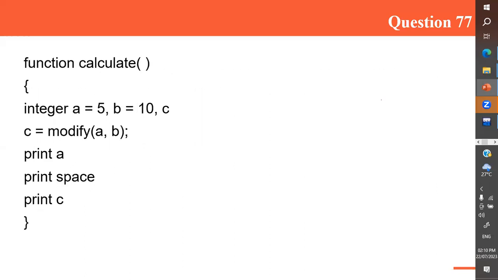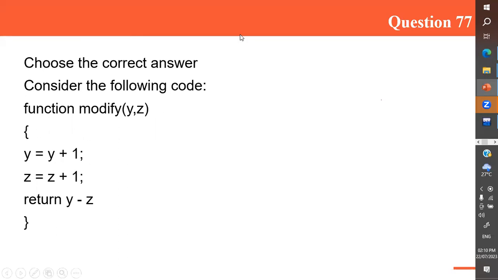So let us calculate the answer. Now, 5 and 10 are the numbers. We are passing 5 and 10 as y and z. So y is 5, z is 10. What will happen? y is incremented to 6, z is incremented to 11. We are returning 6 minus 11. What is 6 minus 11? 6 minus 11 is minus 5. That's all, minus 5. So it will come back.